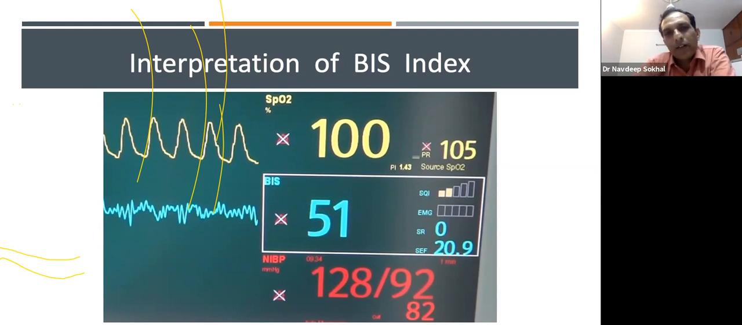The only purpose of putting this picture here is that just by seeing the figure, you cannot say that the patient is adequately anesthetized. You have to see the signal quality index and other parameters being displayed, and then only you will know. You can also see there is some tachycardia, from 105, which says that the patient is slightly lightly sedated. So we should not jump onto a diagnosis just by seeing the picture.